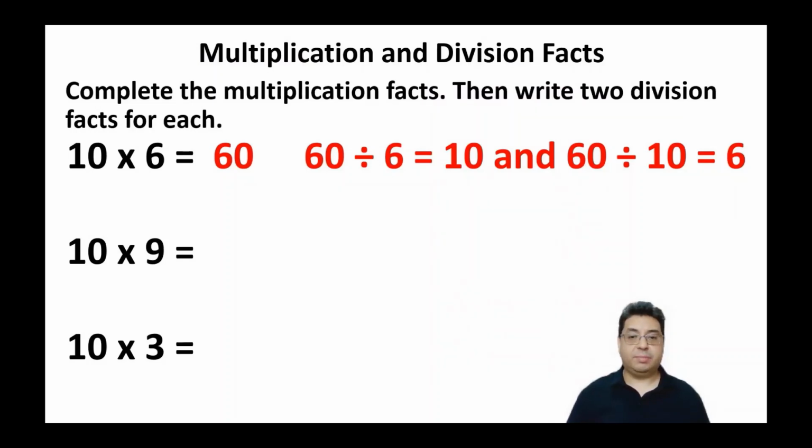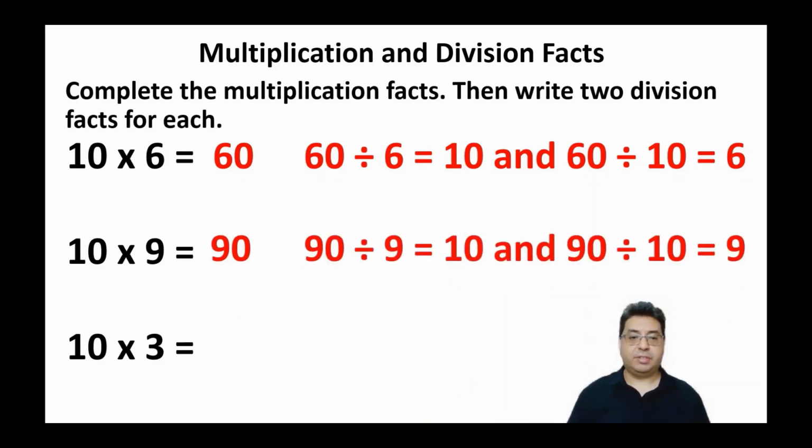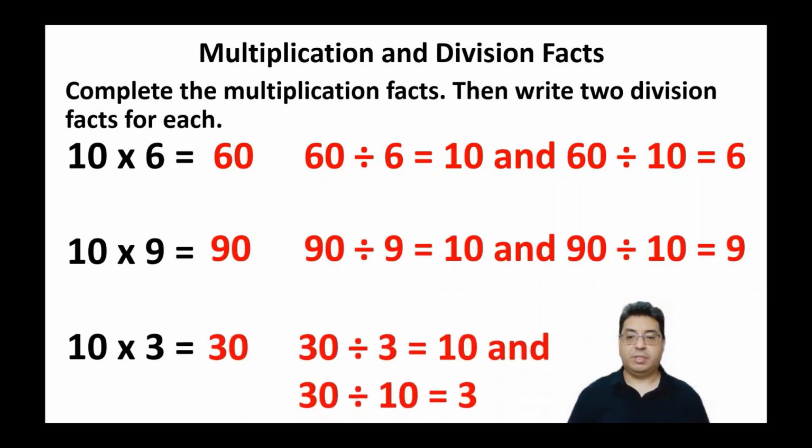Then we'll do the same thing for 10 times 9. Here's the answer for the multiplication, and then for the division as well. And then we've got 10 times 3, and here are the division facts that we show. So if it's telling you to do 2, make sure you do 2, please. Okay, so again, show your reading and comprehension skills by reading the directions and then following them accordingly.